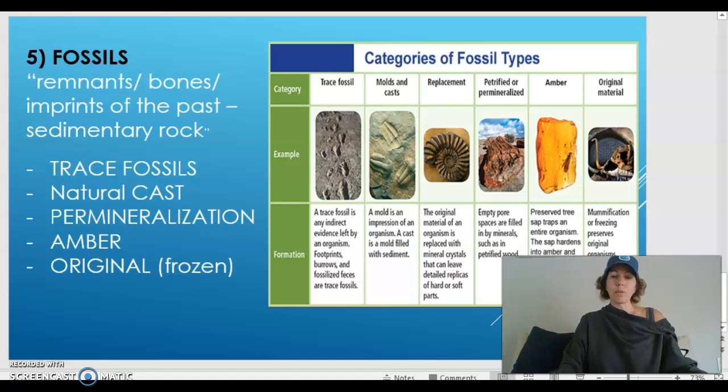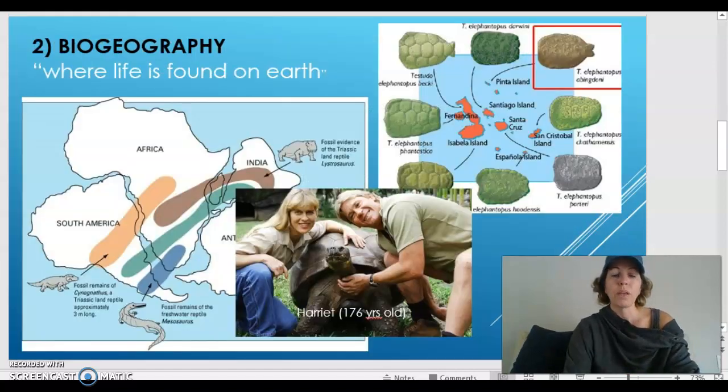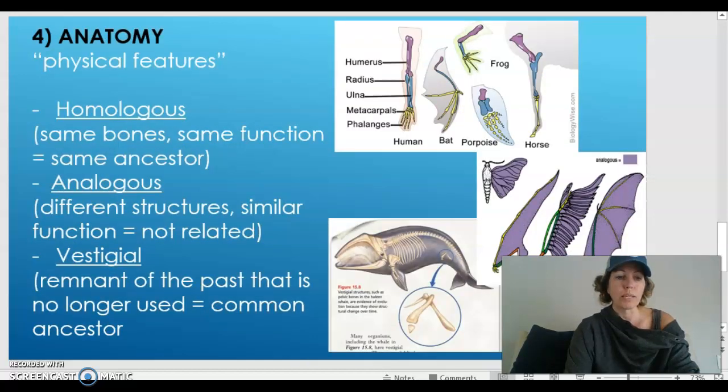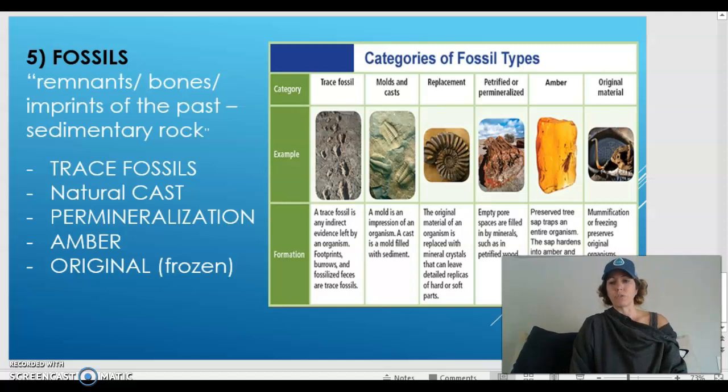So hopefully this helped you guys out. Again, please make sure that you guys know and understand the 5 pieces of evidence that we use in evolution. Again, number 1 is embryology. Number 2, biogeography. Number 3, we're going to look at DNA. Number 4 is anatomy. And again, we don't just look at one or the other. We look at all of these. And number 5 are fossil remains.